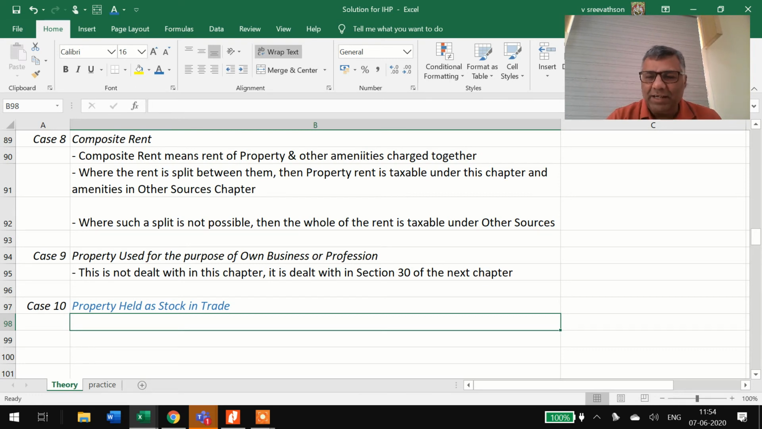I understand the real estate market is difficult, so I will allow 2 years. Within 2 years, either sell it or let it out. From the third year, I will take it as deemed to have been let out and tax it. The maximum period you can keep it idle, that is without getting any income, is 2 years from the date of construction. After that, it will be taken as if it has been let out and I will charge it to tax.